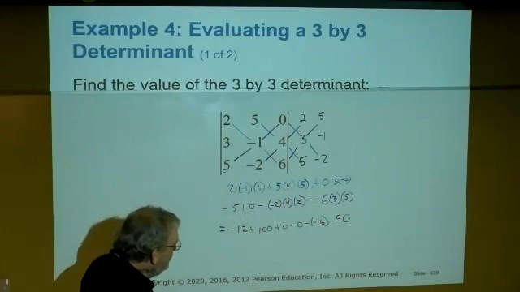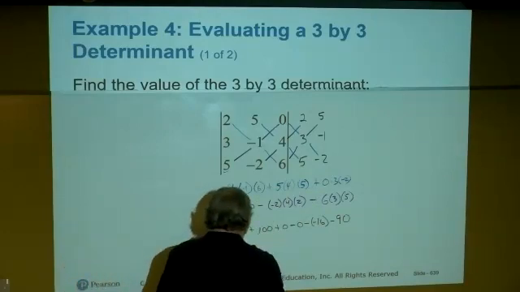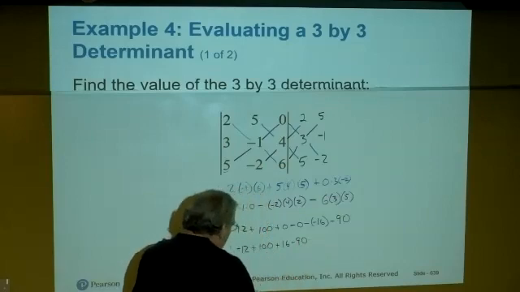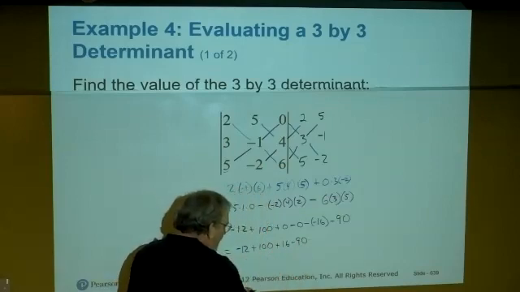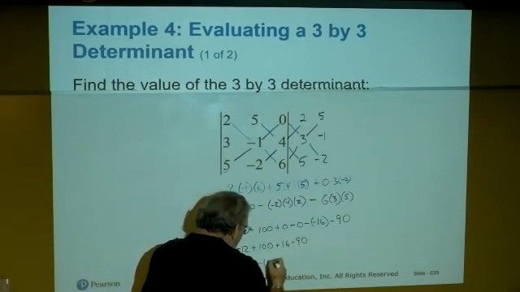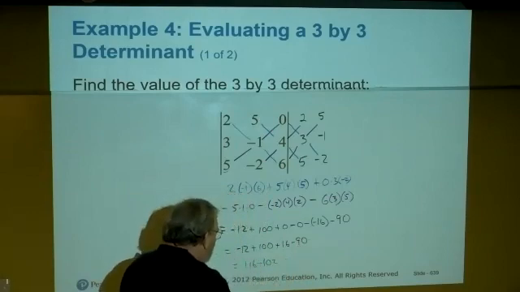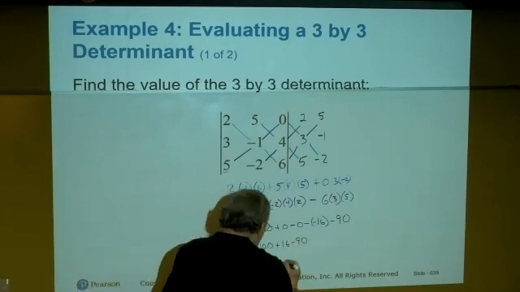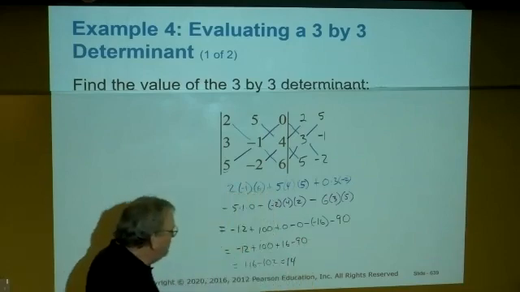Next thing I need to do is correct the signs. So I simplify this, negative 12 plus 100. I'm going to ignore the zeros. Minus a negative is plus, and minus 90. So combining my positives, I get 116. Combining my negatives gives me a minus 102, right? 12 and 90 make 102, but they're negative, so it stays minus. And so that is also 14.